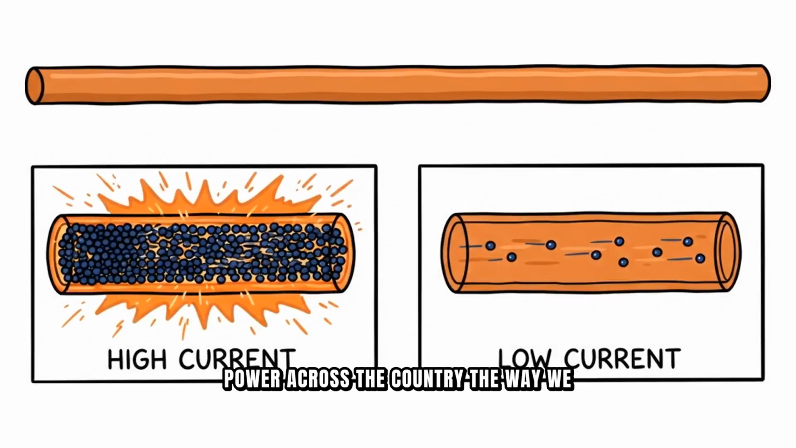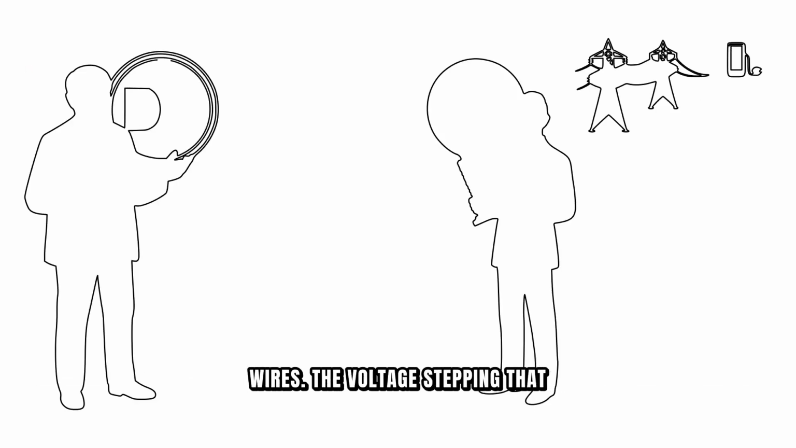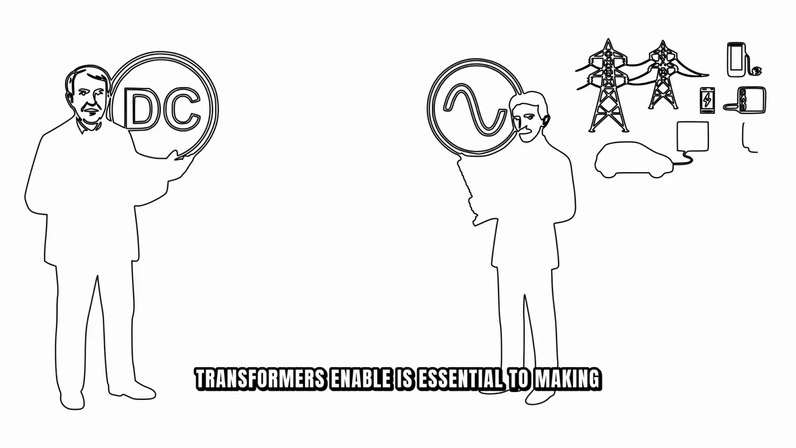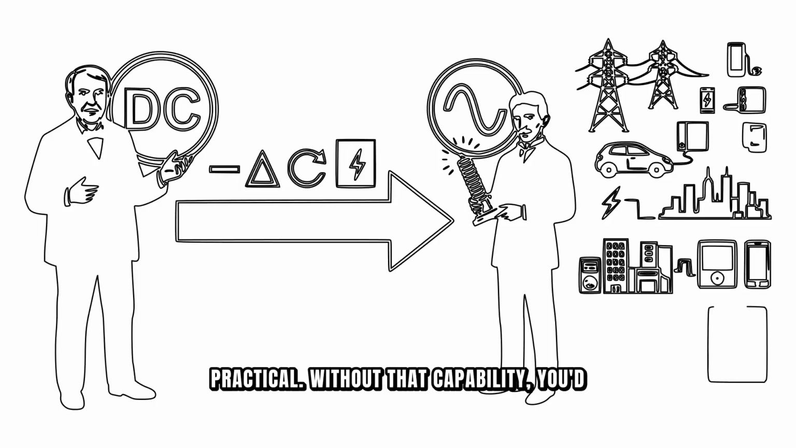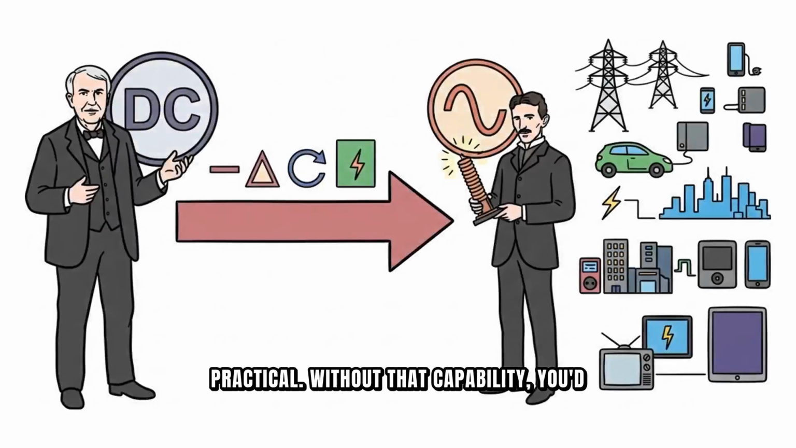If you tried to transmit DC power across the country the way we transmit AC power, you'd lose enormous amounts of energy to heat in the wires. The voltage stepping that transformers enable is essential to making long-distance power distribution practical. Without that capability, you'd need massive, expensive copper wires to minimize losses, and it still wouldn't work as well.